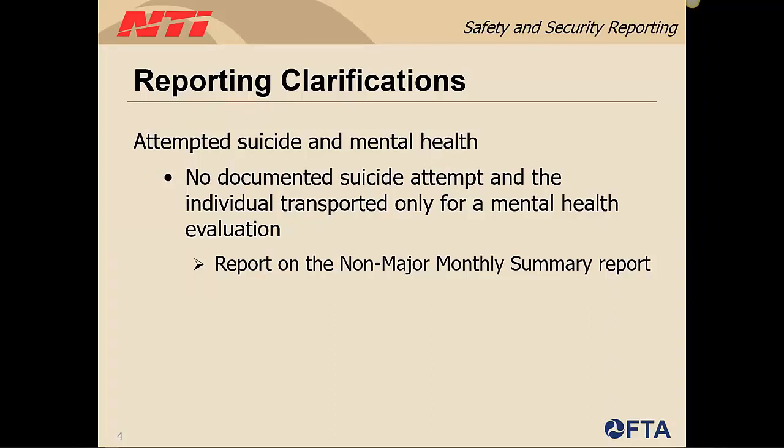First, to recap: if there is no clear attempt at a suicide, yet a person was transported only for mental health evaluation, this is reported on the non-major monthly summary SNS 50 report. For example, a patron comes into a station and tells an employee or an official or police person that they're thinking about harming themselves, and the official calls for transport. This would get reported on the SNS 50.